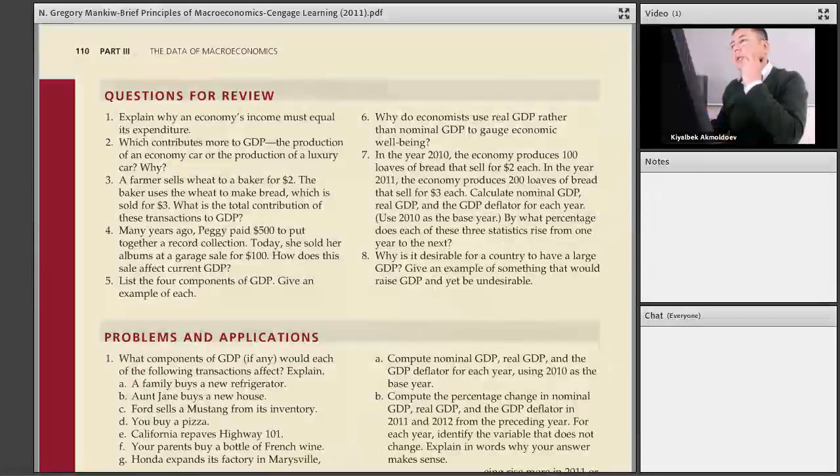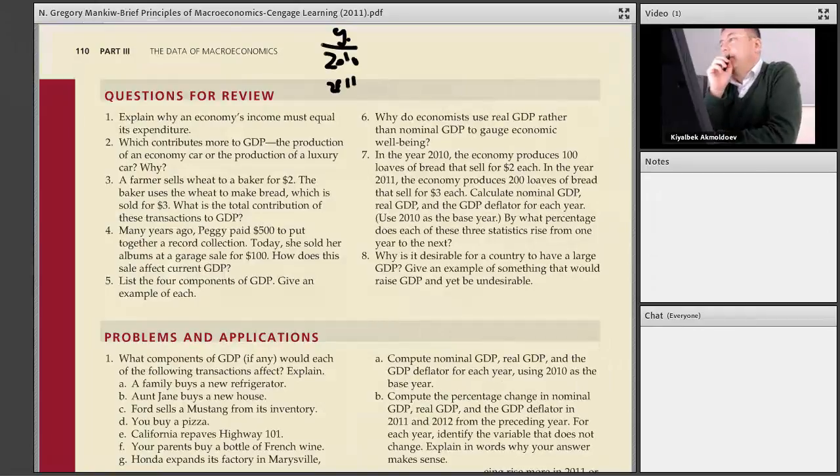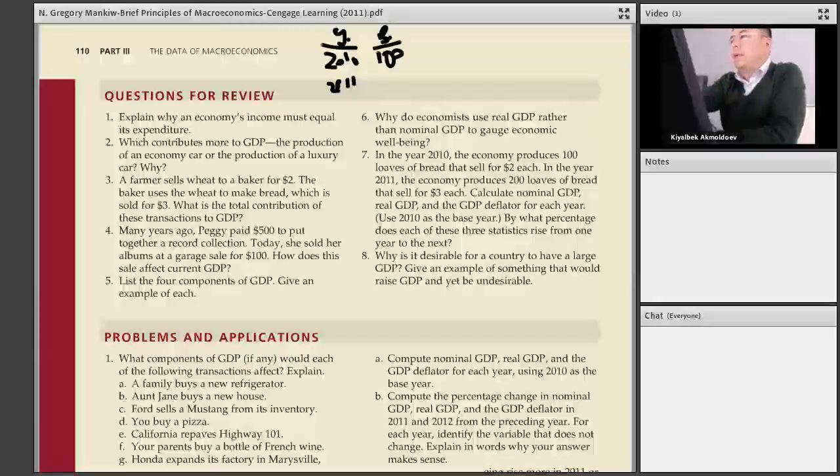Okay. Here we go. The year is given, 2010, 2011. 100 loaves of bread, bread quantity 100, and the price of bread, which is $2. Here we have 200 breads for $3.